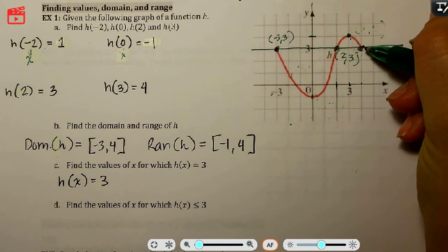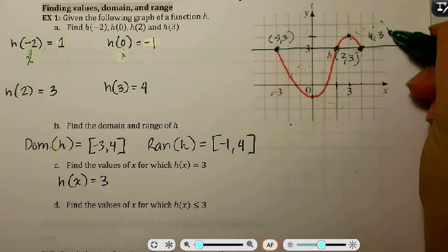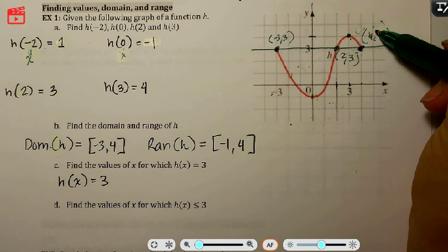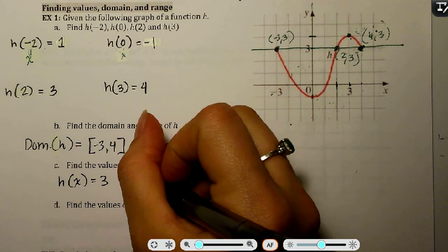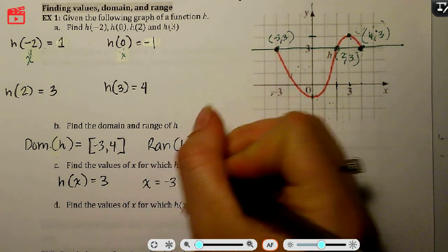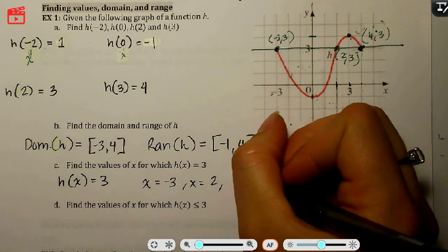And the other one right here is (4, 3). So we have 3 x values that have the y coordinate of 3. So the x values for which h of x equals 3 are x equals negative 3, x equals 2, and x equals 4.